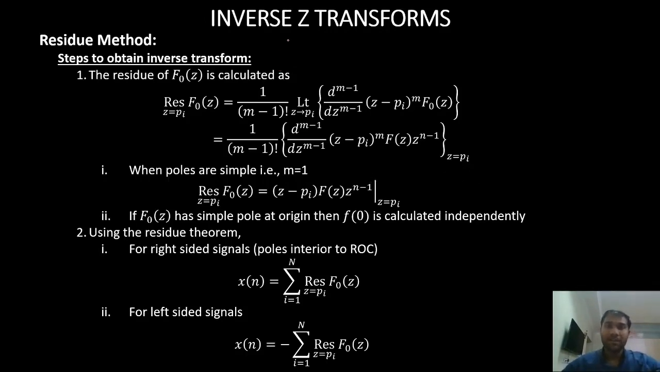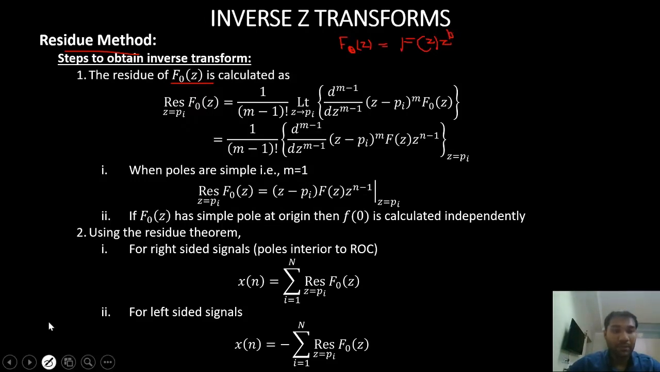The next method to calculate the inverse Z transform is the residue method. To calculate the inverse Z transform using the residue method, first we'll define F naught of Z. So what is F naught of Z? It is nothing but F of Z multiplied by Z to the power n minus 1. Now for this we'll calculate the residues.